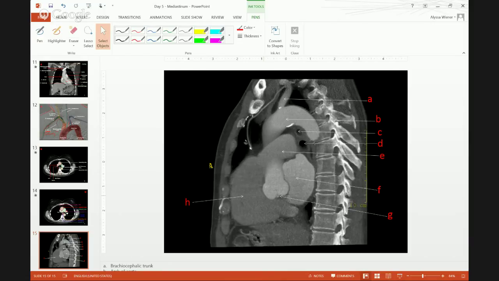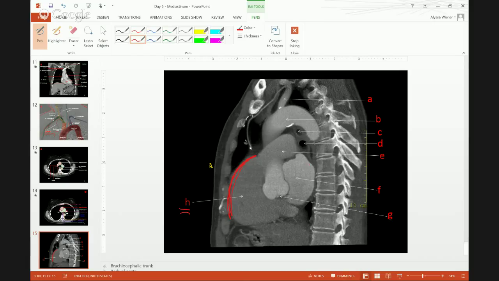Okay, this is another image. Again, starting with things that are easier to identify. Let's think about what H could be. H is the right ventricle. Okay, we see it making up a lot of this anterior border. Right ventricle makes up most of the anterior border of the heart.